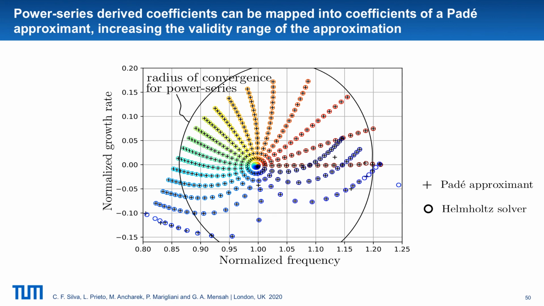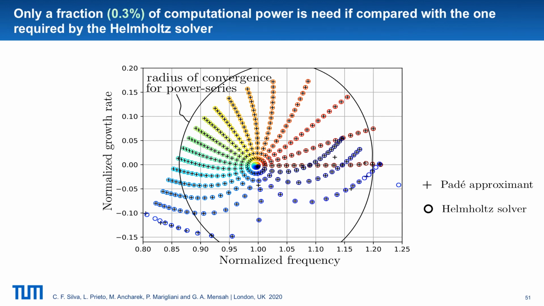So we have seen that by means of the Padé approximant, we are not strictly limited by the radius of convergence of the power series, and we are not limited by the existence of exceptional points in the vicinity. And this slide can be of high interest for industry. We can see that we use only a fraction of what had to be used when using the Helmholtz solver calculations.